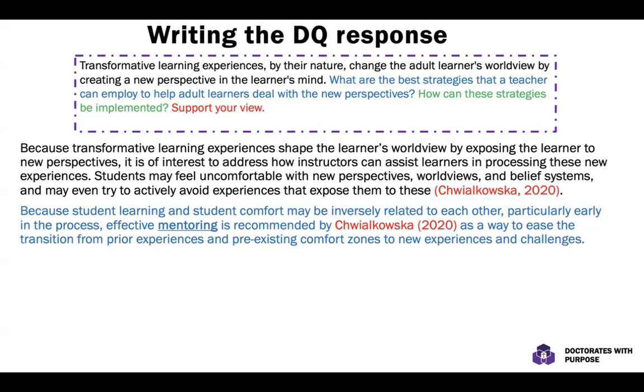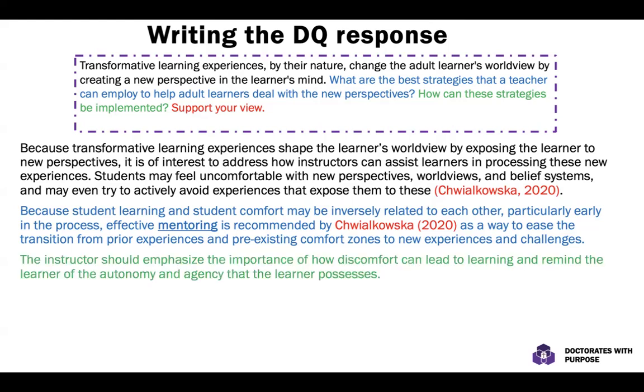And we can start to see that they've chosen a source that is current, at least at the time of doing this video. It's 2024, and this one was published in 2020. So we're kind of in that 5-year range. So we're good to go. And now this learner has gotten into that third part, that green one, about how the strategies would be implemented. So the learner wrote, the instructor should emphasize the importance of how discomfort can lead to learning and remind the learner of the autonomy and agency that the learner possesses.